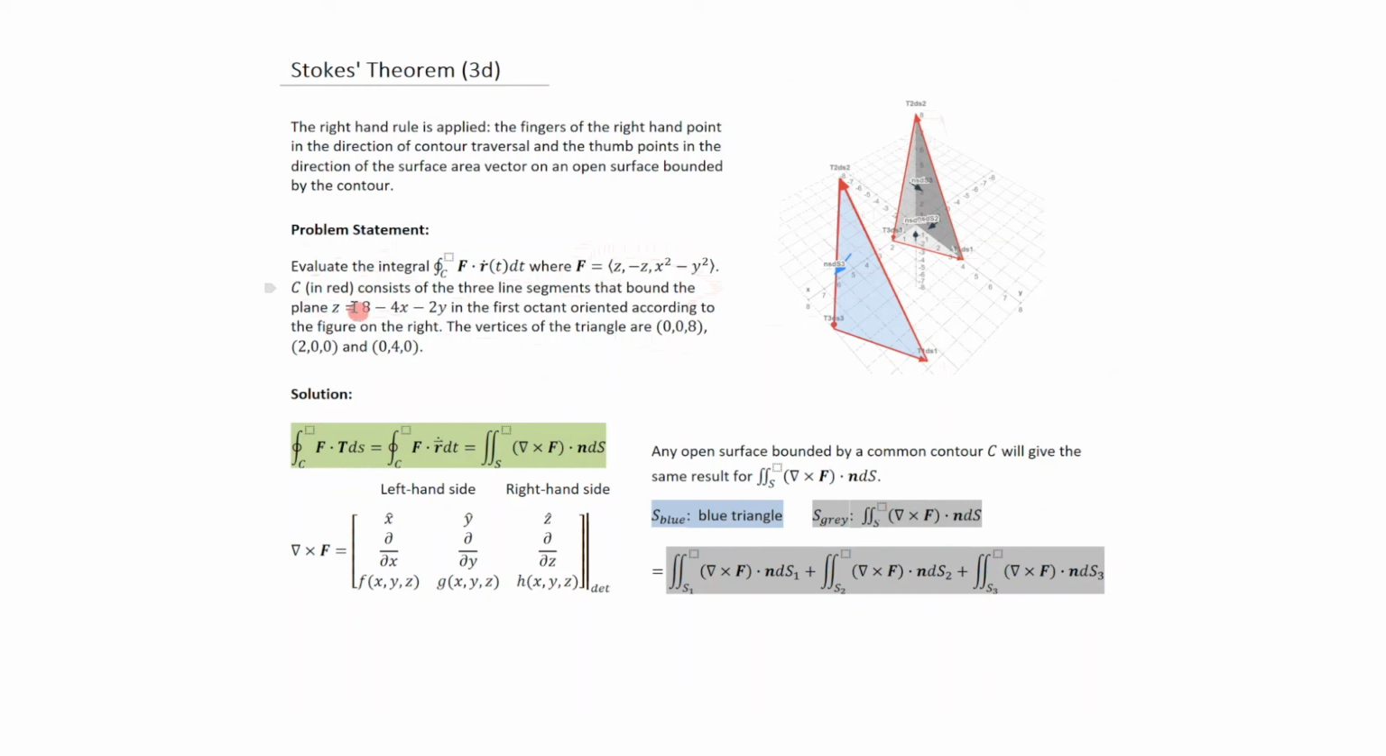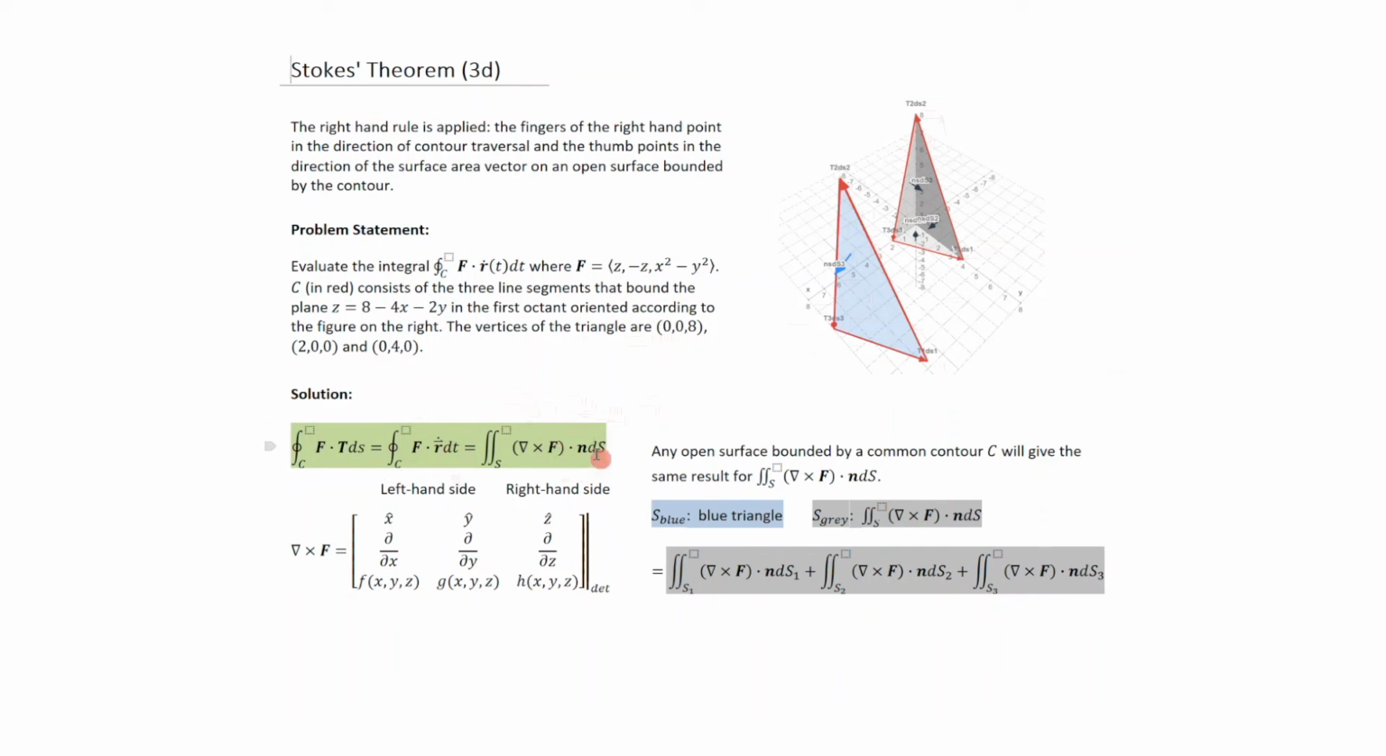C is a contour in red. It consists of 3 line segments that bound this plane. This plane is this blue thing that you see here. And the vertices of the triangles are given. Then the solution basically would be invoking Stokes theorem. Here's your closed contour integral. This is the actual way you would do the calculations involving parameterization if we're dealing with a parameterized curve rather than explicit curve. And this would be equivalent to the curl of f dot n ds.